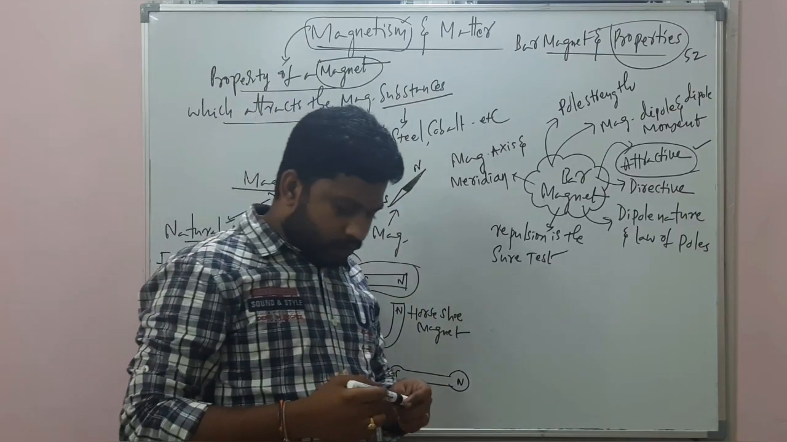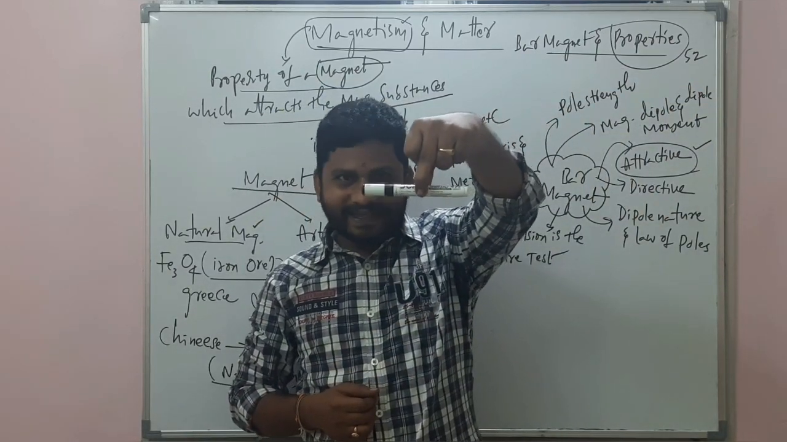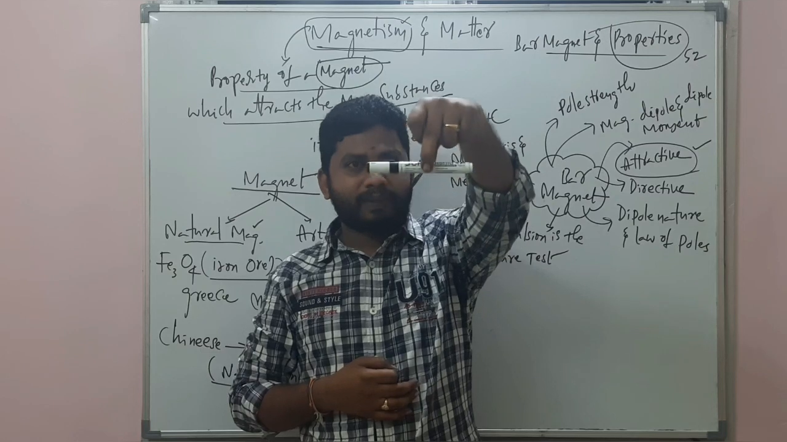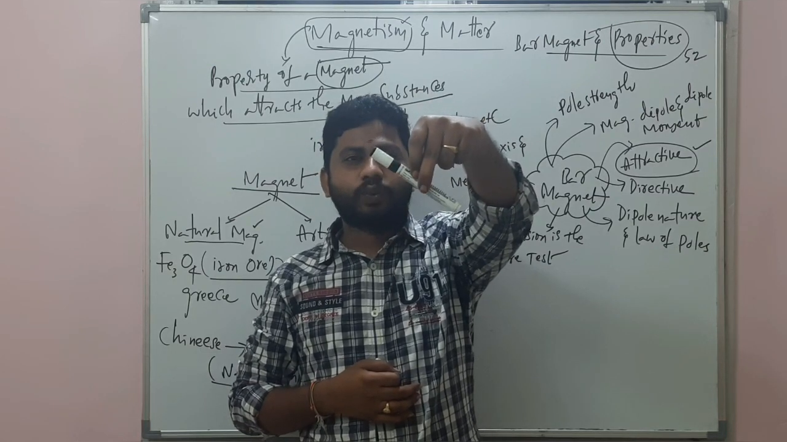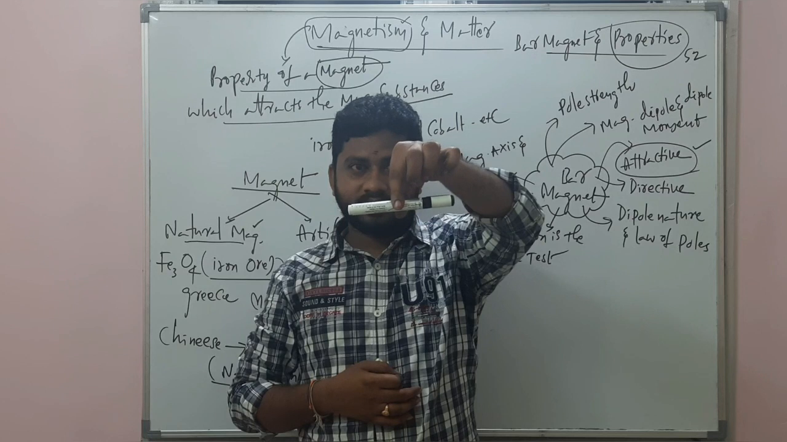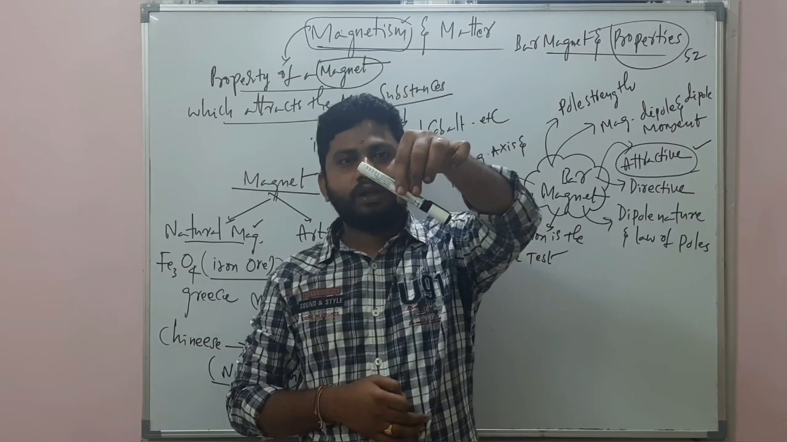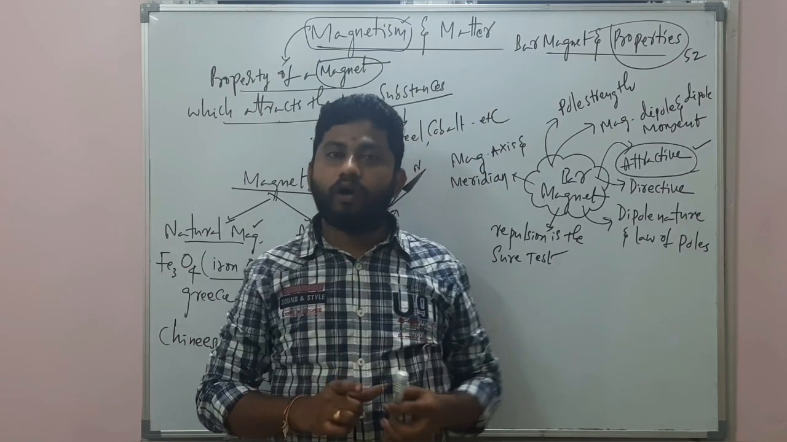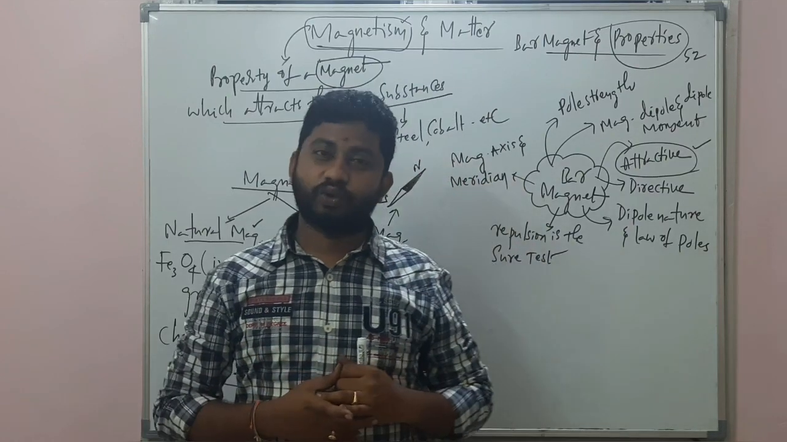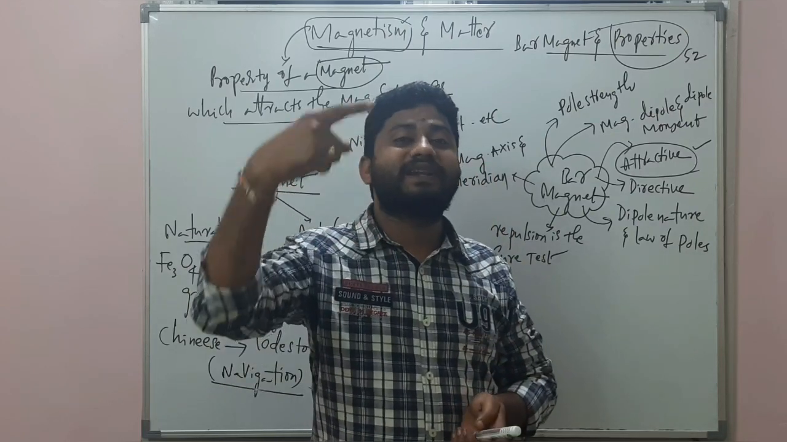Directive property. For example, this is a bar magnet I have. If I hang this bar magnet freely, it will not align exactly like this. If you want, you can check. It will align either in this way or this way, but never flat. It will align in this direction, for example. This direction is the indication of magnetic north pole or south pole, or geographic north pole or south pole. Remember, a deeper analysis of Earth's magnetism will be discussed in the next session.